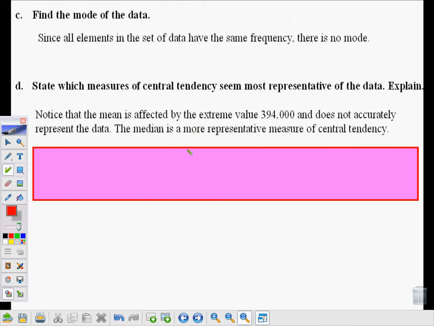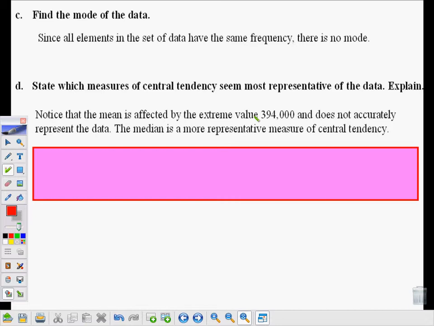I'd say the median, the middle value, might be more indicative of what's going on. It isn't actually affected at all by this upper value. So in this case, I think that median would probably be a better indicator of the central tendency. What's a better indicator of that data set?